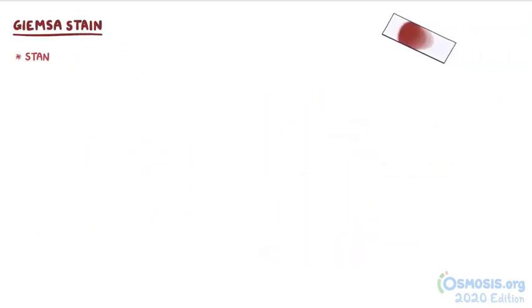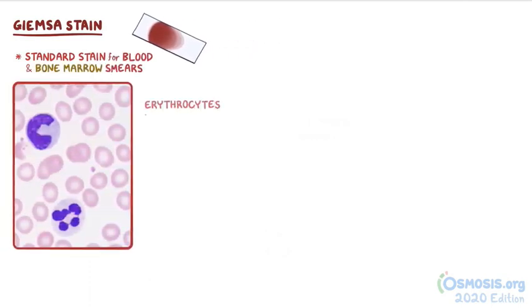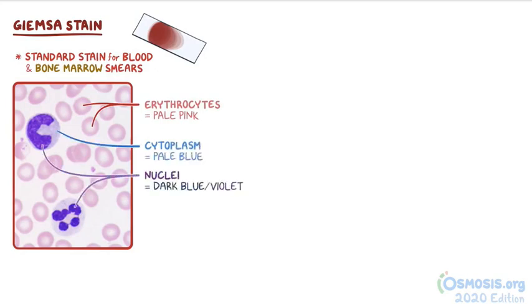Giemsa stain is a standard stain used for blood and bone marrow smears. Erythrocytes will appear pale pink, cytoplasm a pale blue, and nuclei a dark blue or violet color.